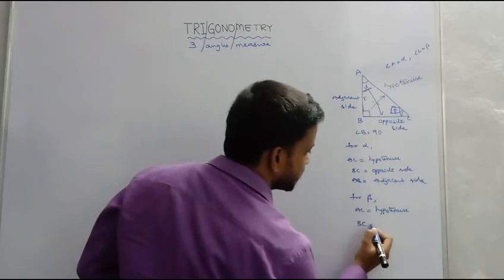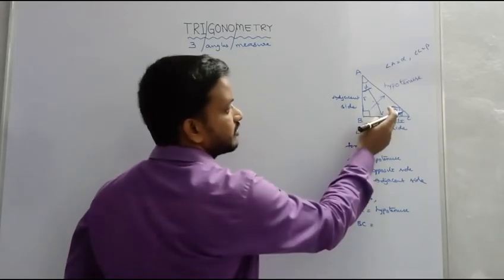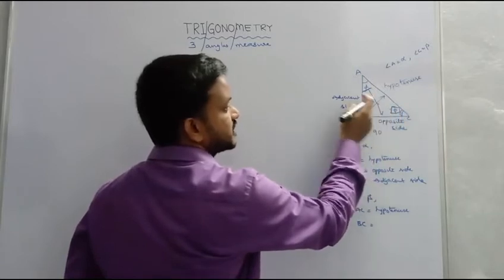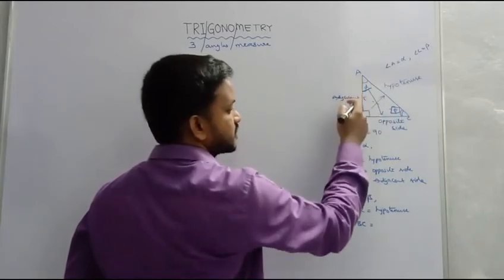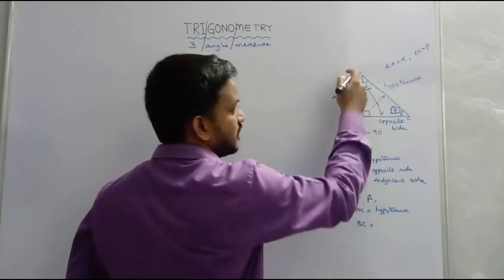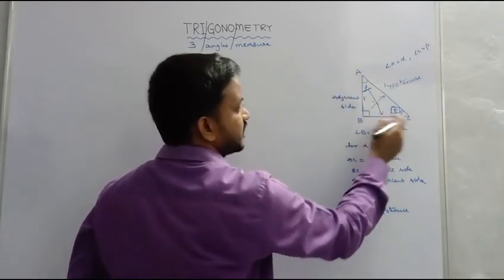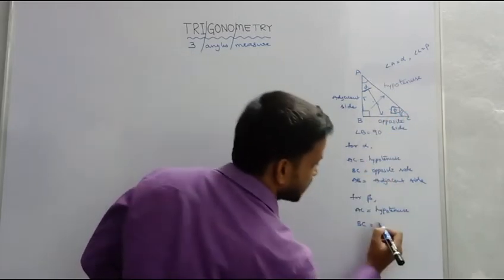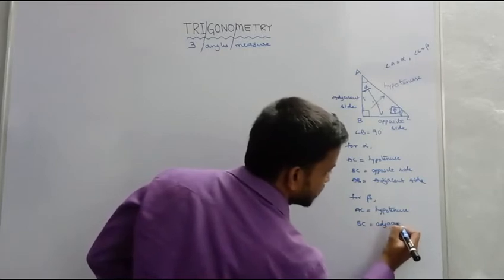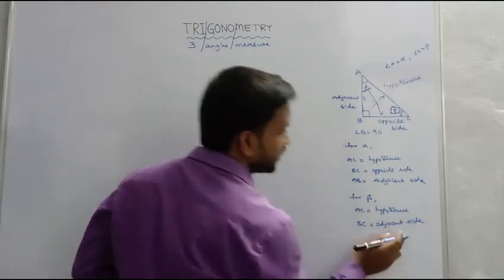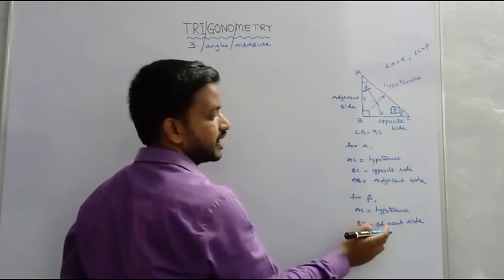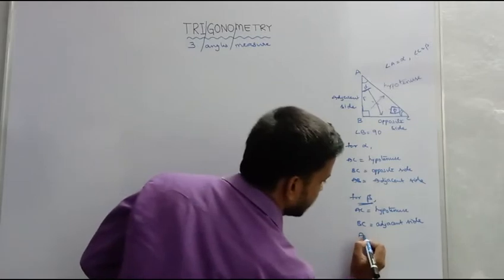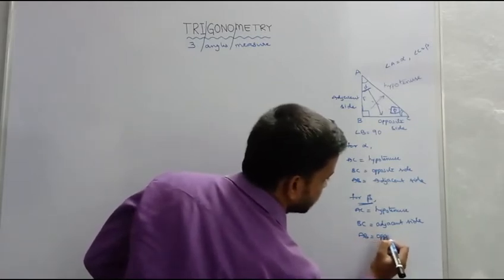But BC, previously it is opposite, but for angle C, that is beta, it is changed as opposite side. So AB is opposite side and BC becomes adjacent, isn't it? The side adjacent to this angle. So BC becomes adjacent side. Previously it is opposite. For this beta it is changed as adjacent, and AB is the opposite side.